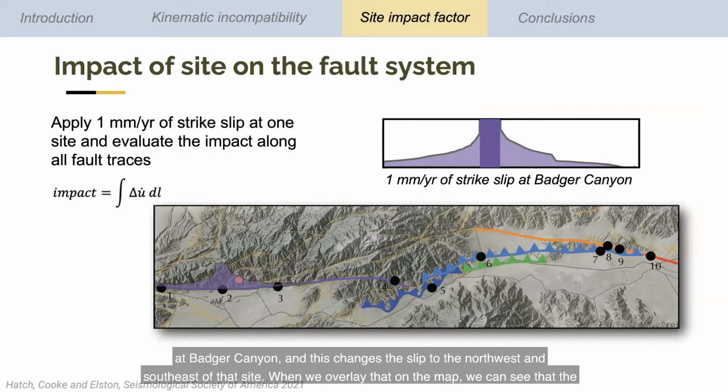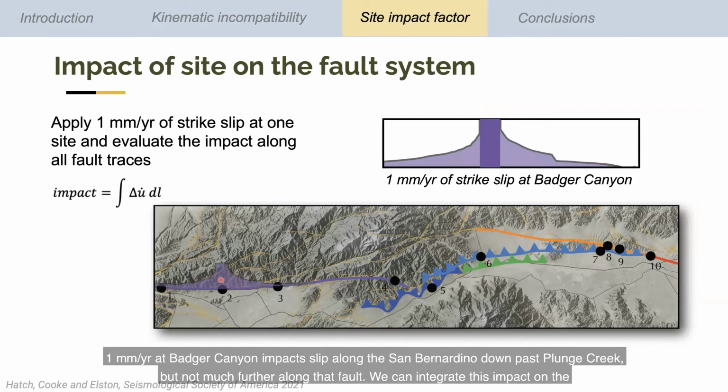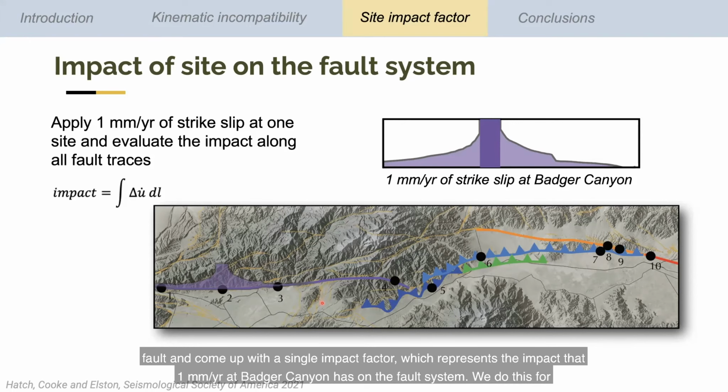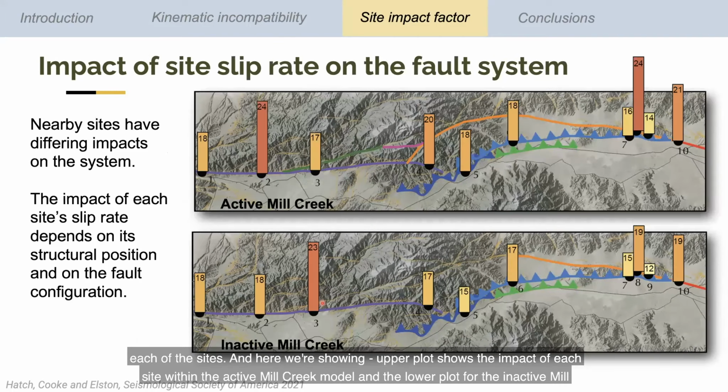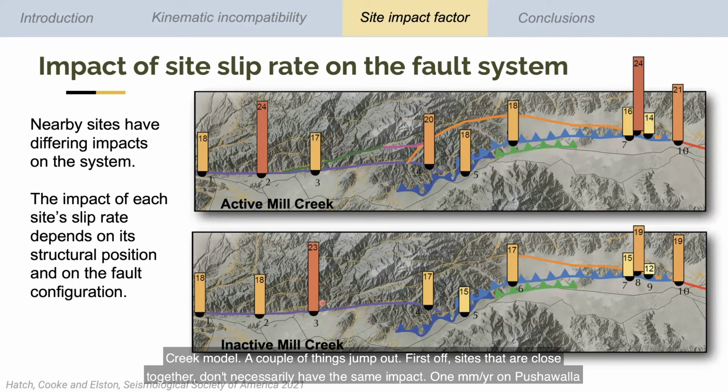And when we overlay that on the map, we can see that the 1 millimeter per year at Badger Canyon impacts slip on the San Bernardino down past Plunge Creek, but not much further along that fault. We can integrate this impact along the fault and come up with a single impact factor, which represents the impact that 1 millimeter per year at Badger Canyon has on the fault system. We do this for each of the sites. And here we're showing, upper plot shows the impact of each site within the active Mill Creek model, and the lower plot for the inactive Mill Creek model.